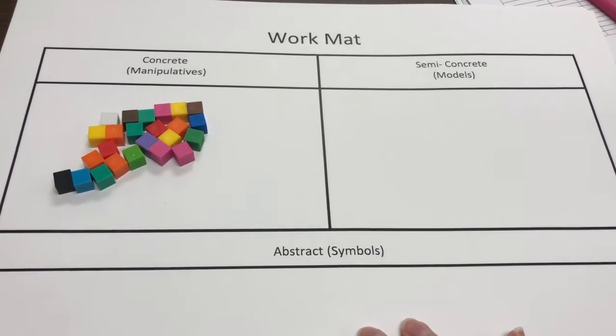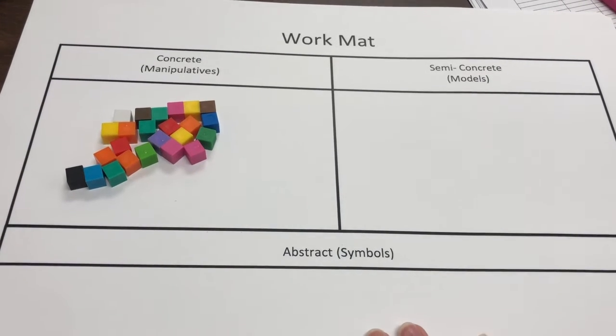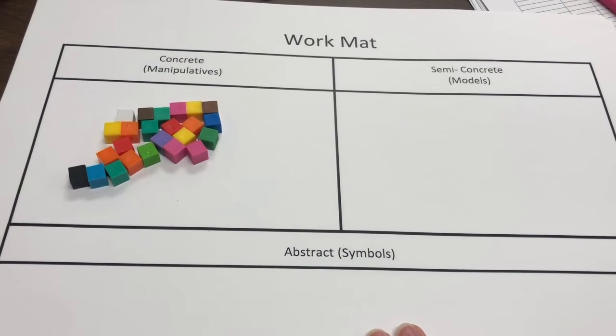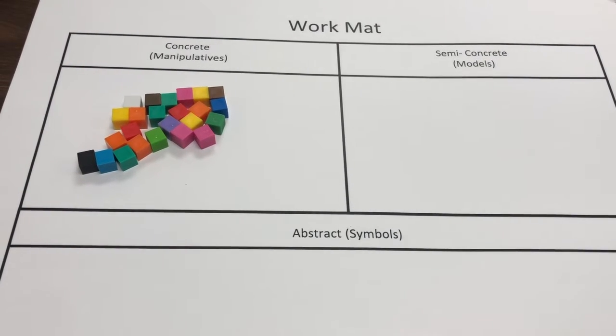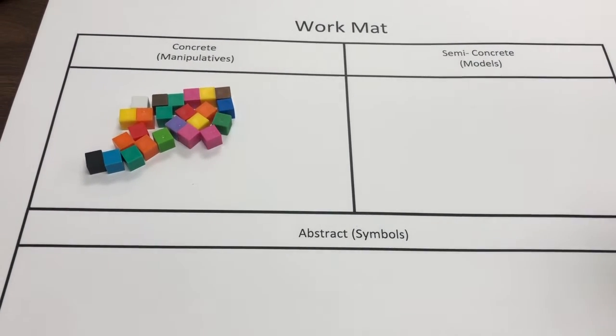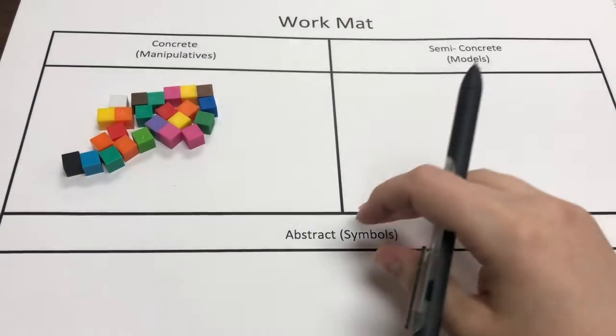Okay, so here's our work map. Remember, when we're using our work map, we look at concrete and we use manipulatives, and then we use semi-concrete, so models, where we draw models, and then abstract, where we use those symbols with add, subtract, multiply, divide, and the different strategies that I like to use. So let's start with the manipulatives.